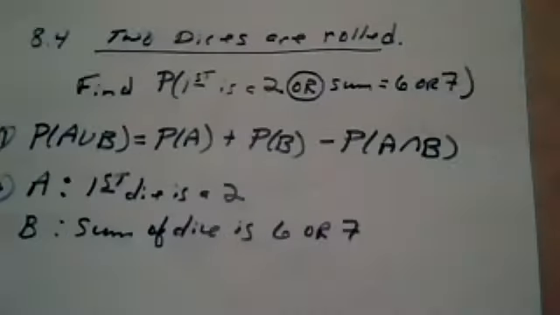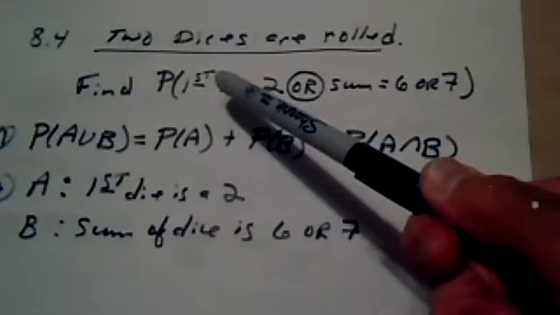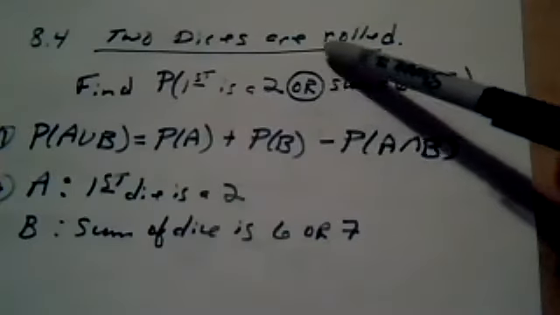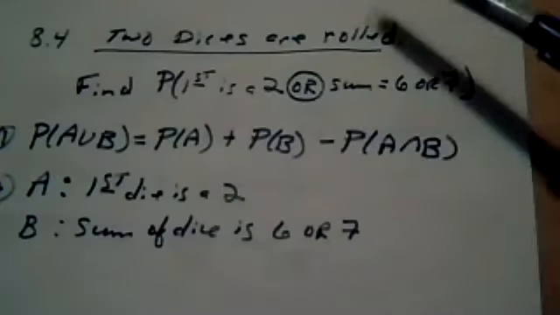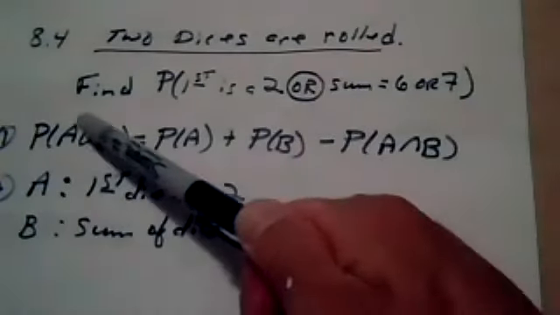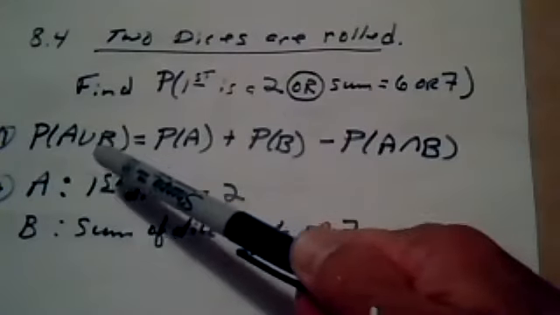So let two dice roll, and we would like to find the probability that the first is a 2 or the sum equals 6 or 7. This "or" should remind us that we should be working with this formula. This "or" and this union symbol are related. You could call this an or formula if you like for probability.